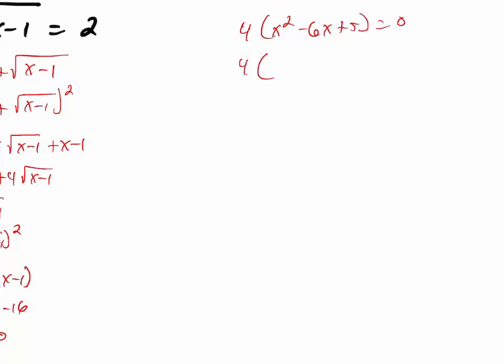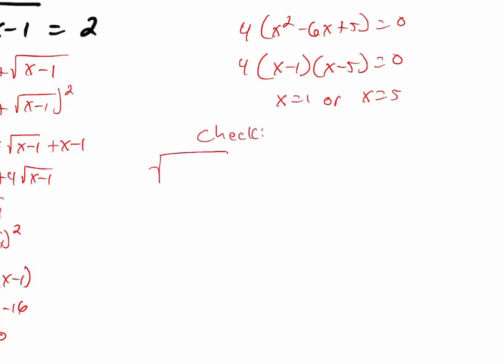And then we're going to factor the x squared minus 6x plus 5. When we do that, we end up with (x minus 1)(x minus 5) equal to 0. And so our solutions are either x is equal to 1 or x is equal to 5, right? And so we're going to check both of them. So I'm going to check the 1.